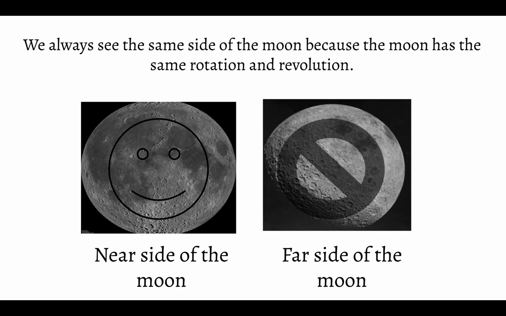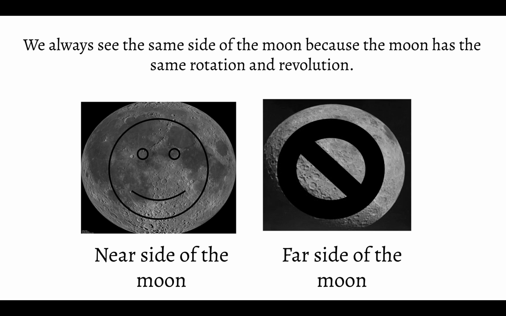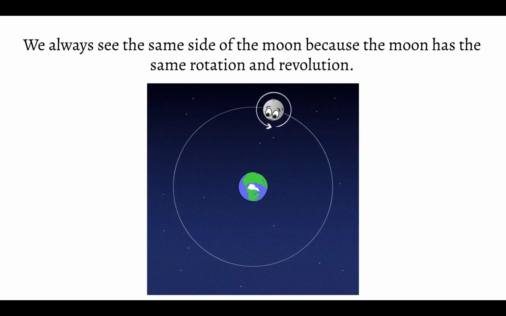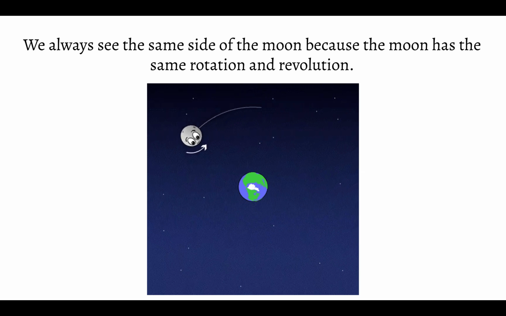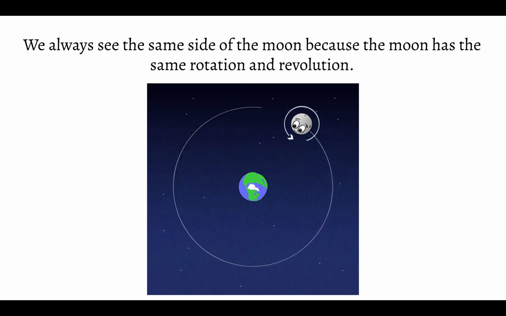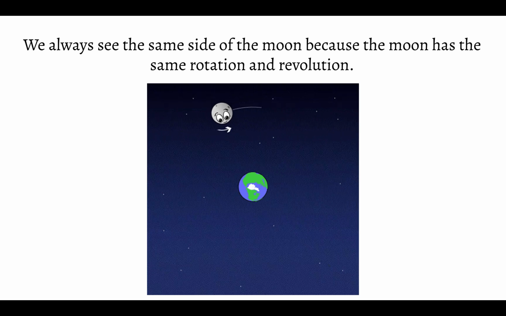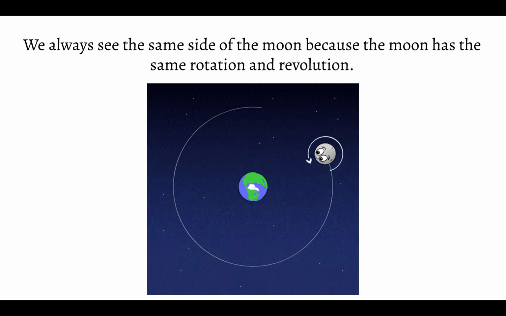We never get to see the far side of the moon from Earth. The only reason we have a picture of it is because we've sent a satellite to that side of the moon. So, because it takes the exact same amount of time for the moon to rotate or spin and revolve or go around Earth, we always see the same side. That face always faces the same way towards Earth. We never get to see the back side of the moon. And that's because the period of rotation and the period of the revolution of the moon is 27.3 days. They are the same.